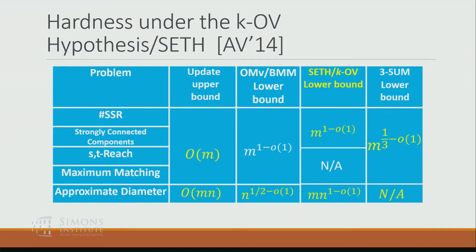All right, so now if you assume strong ETH or kOV for some k that you choose, then you still get linear conditional lower bounds for these problems. You don't get anything for st-reach or maximum matching, at least I don't know how, because the quantifier structure is different. But you do get an mn conditional lower bound for approximate diameter. So if you believe the strong exponential time hypothesis, the best you can do to approximate the diameter dynamically is to recompute all pair shortest paths after each update. Which maybe should have you believe the strong ETH is not true.